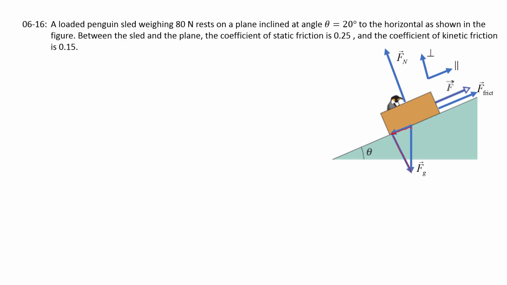And that's pretty straightforward. We've got a parallel component down the incline and a perpendicular component this way. Now, if you want, you could always draw these the other way. You can draw this one perpendicular and that one parallel. Doesn't really matter.